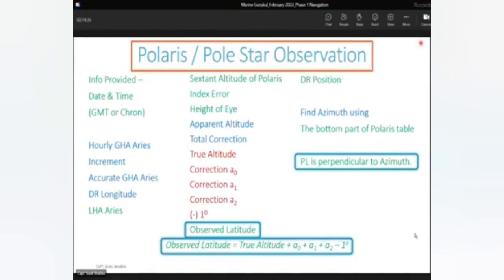Sir, this azimuth will be with respect to observed lat or DR lat? It will be with respect to observed lat. We will be plotting the observed lat only. We will not plot the DR lat. But the value will be also with respect to observed lat, sir, correct, no? Beta, the difference between DR lat and observed lat is so less that it does not make any change in the azimuth of the body. Okay, sir.